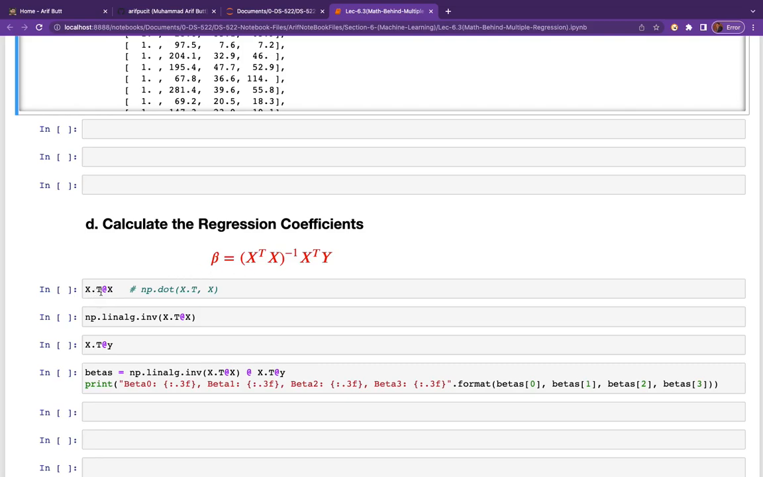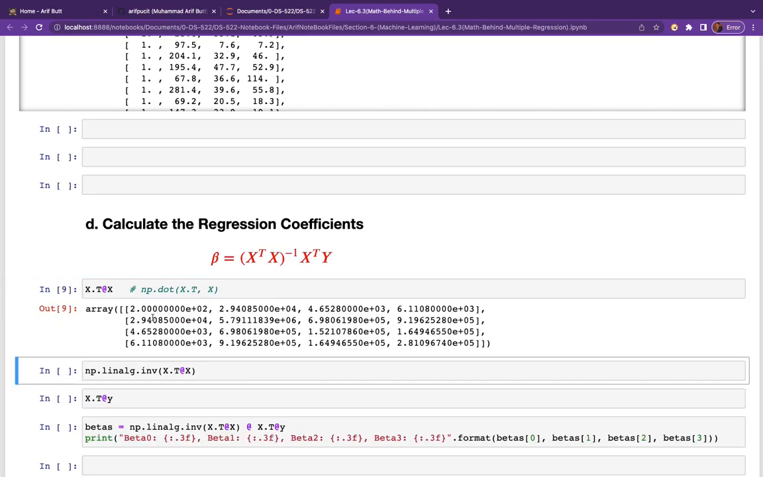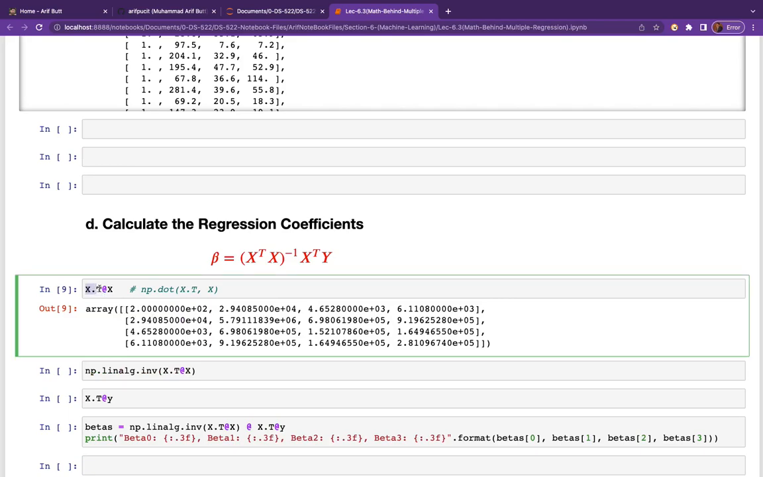We can always do it in one line, but I have just shown it over here. I am taking the dot product of X transpose with X. You can use this formula, or you can use this. So the dot product of X transpose with X. So this is X transpose times X. So we get a symmetric matrix of size 4 by 4.